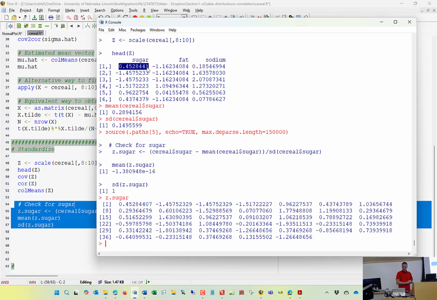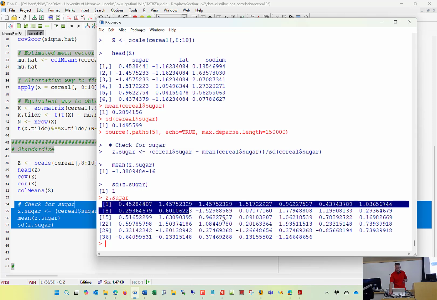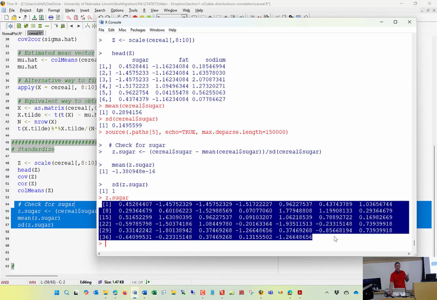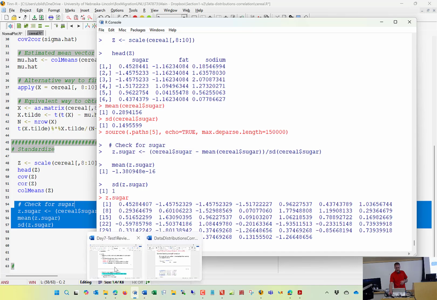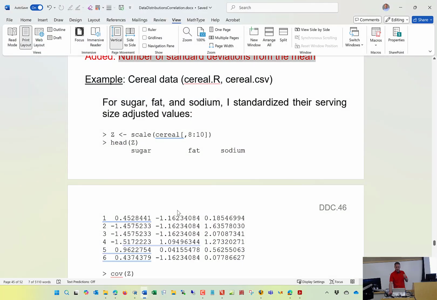Okay? And just to show you that indeed, if I were to take the mean of all these standardized sugar values, look at what my mean is, just about 0. What's my standard deviation? 1. Okay. And that's going to be the same for fat and also for sodium. Because it's the same, that's why we can now make comparisons across the variables.